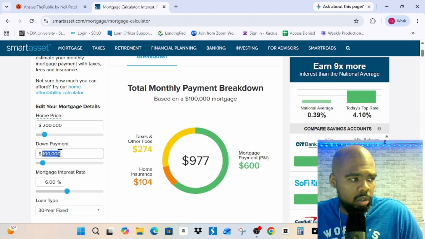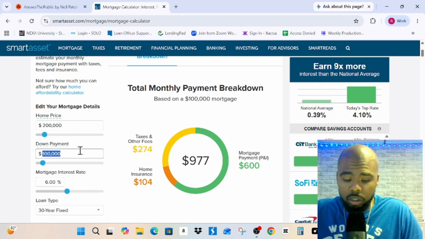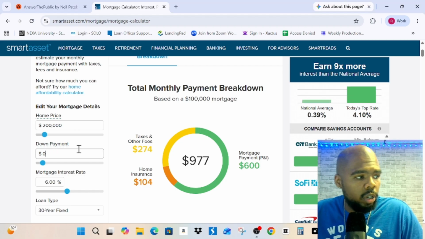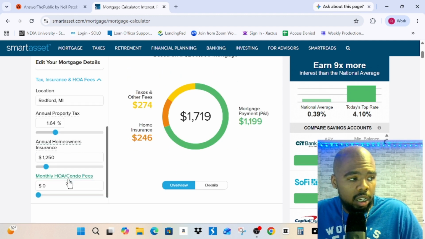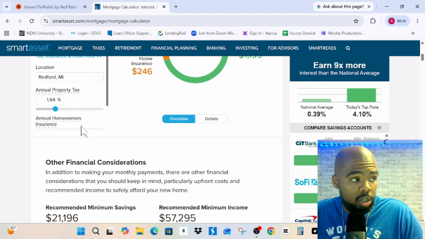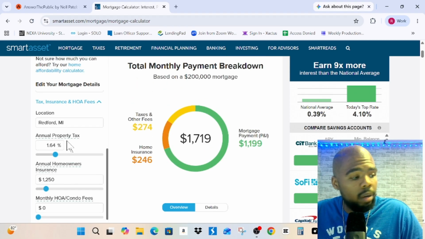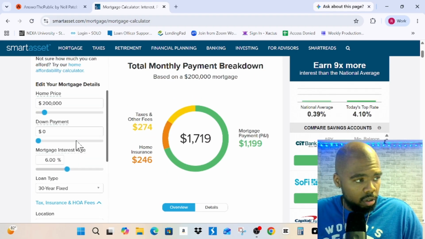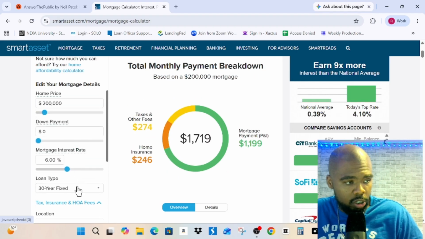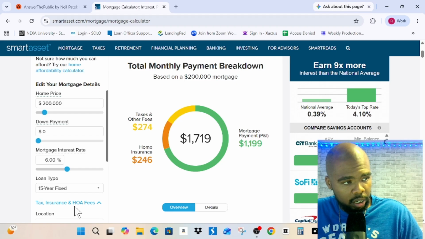So as you can see, let's change the down payment from $100,000 to 0. As you see, it has the interest rate at about 6%, 30-year fixed. And if you want to include some other costs, you can. And it gives you the full breakdown, right? So let's say I'm choosing my location as Redford. You're just looking at a few other things, 30-year fixed. Now, I want to show you guys this real quick. If you go to a 15-year, look what happens. The payment should have changed.